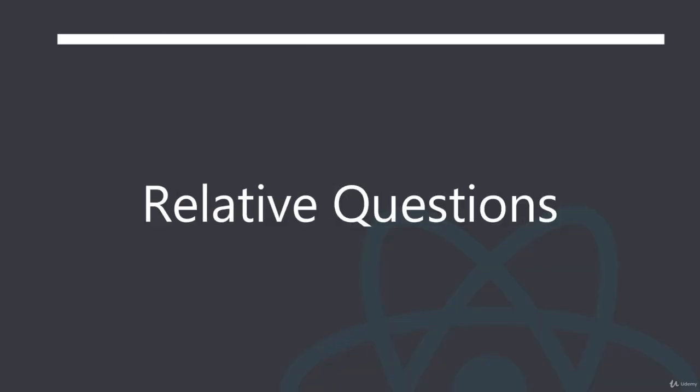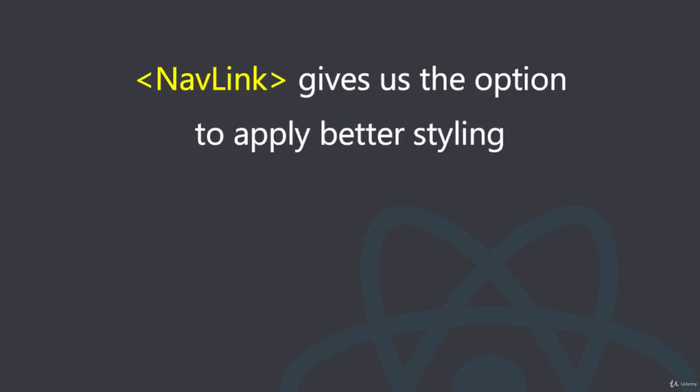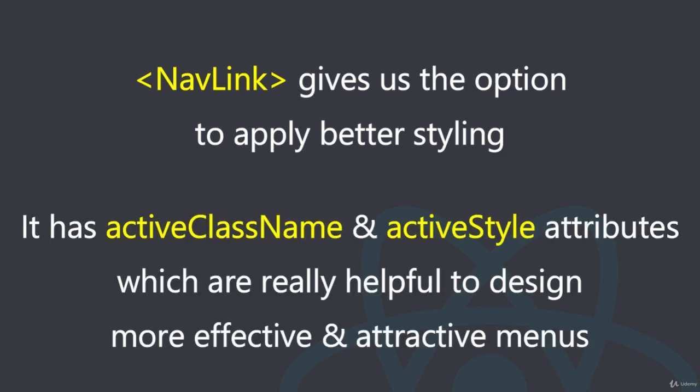Now let's talk about the related questions. The first question is, explain the difference between Link and NavLink. So we have seen that NavLink gives us the option to apply better styling. It has attributes like activeClassName and activeStyle, which are really helpful to design more effective and attractive menus.